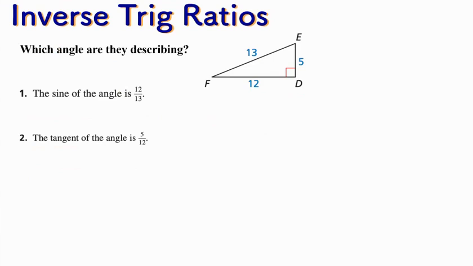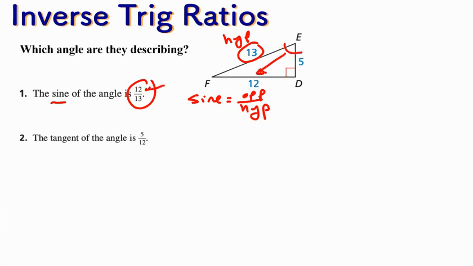Let's look at an example so we can better understand this. Which of the angles are being described? If we say that the sine of an angle is 12 over 13, well, we have to remember that sine is equal to opposite over hypotenuse. We know that this is the hypotenuse. That's the easy part. So it means opposite has to be 12. Well, if that's the opposite, we must be talking about angle E. So sine of angle E is equal to 12 over 13.